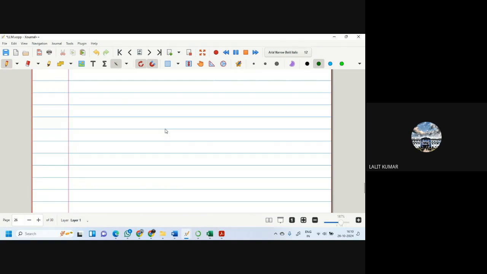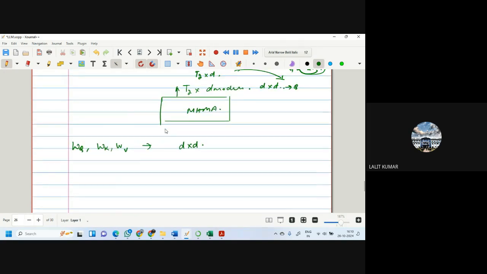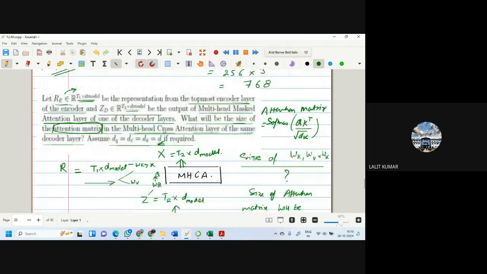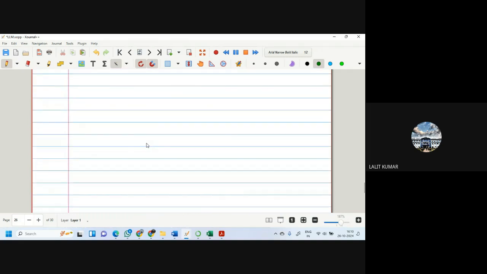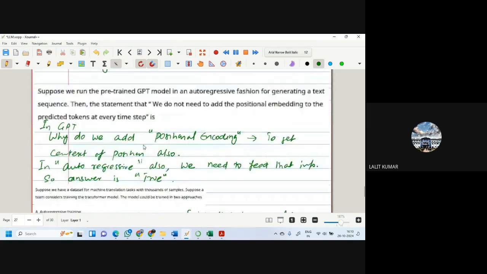So see, all the questions are on concepts only. Just apply the concept and you will straight away get the answer. Don't go into the complexities of that. Now, suppose we run the pre-trained GPT model in an auto-regressive fashion for generating a text sequence. Then the statement that we do not need to add the positional embedding to the predicted tokens at every time step, is this true or false?